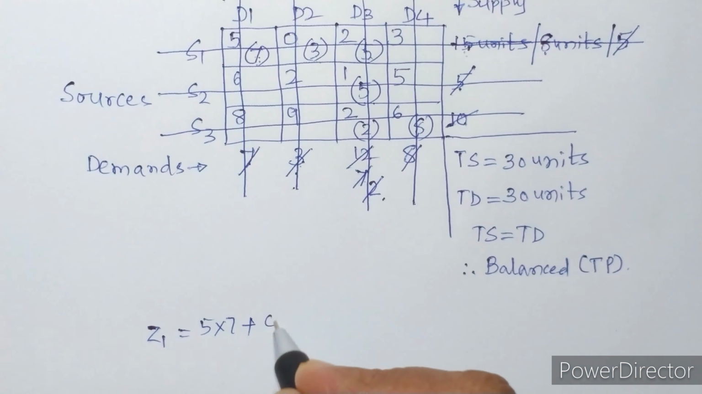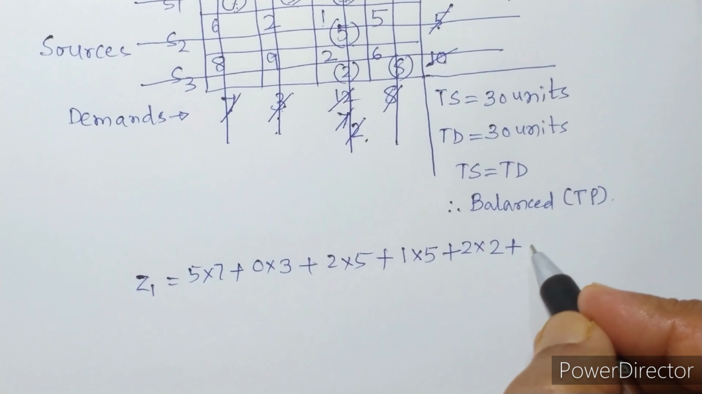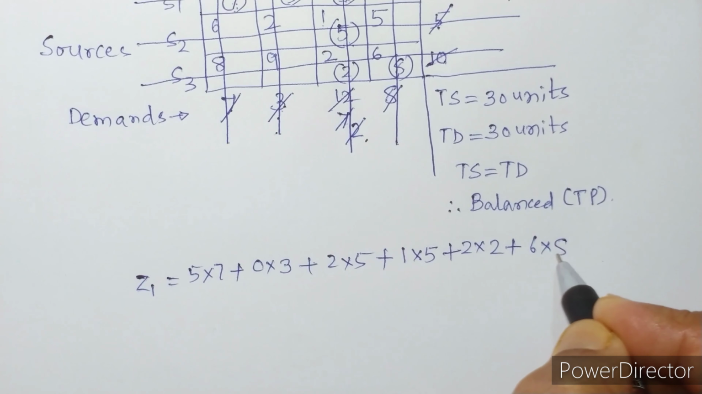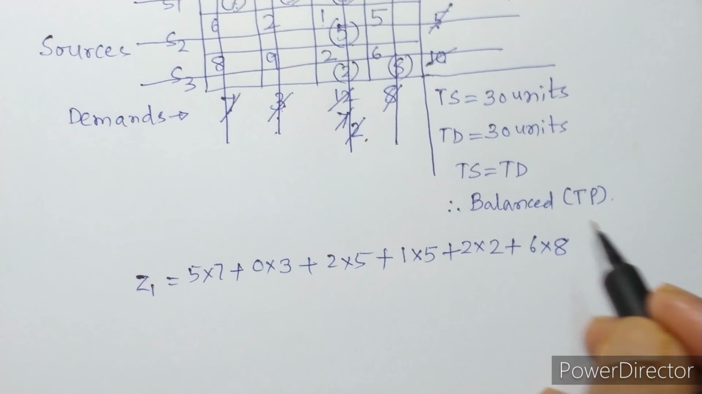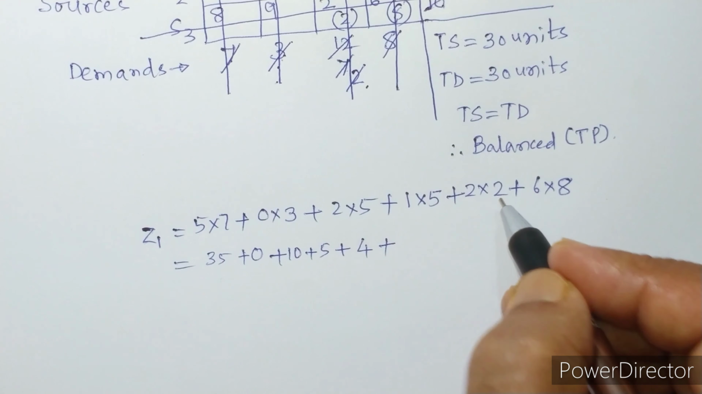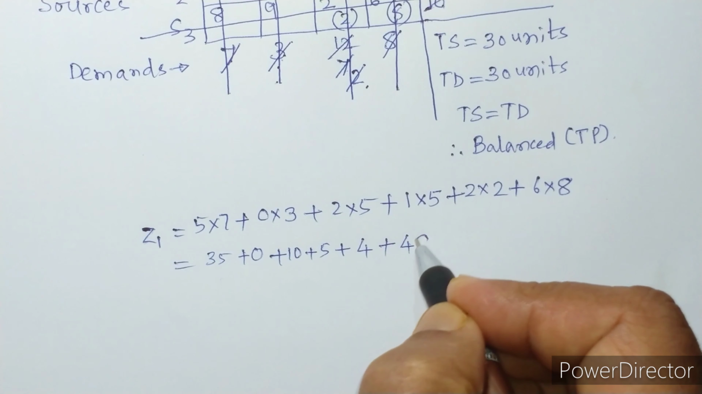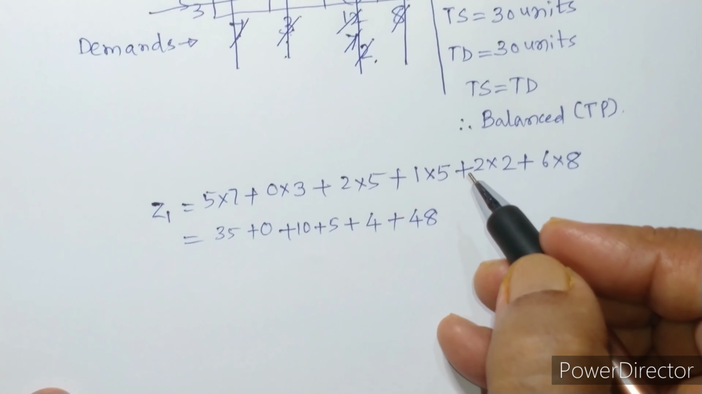Now 1 into 5. Next is 2 into 2 plus 6 into 8. So this is the total cost. When you add these things, this is 35 plus 0, 0 into 3 is 0, plus 10 plus 5 plus 4 plus next is 48 of the cost. So now add these values.